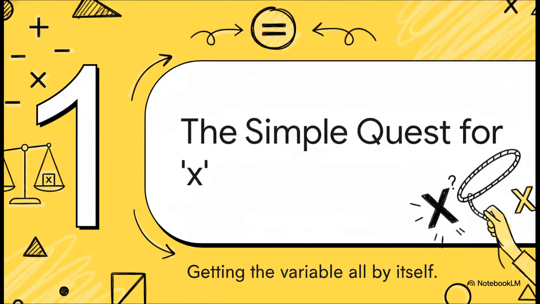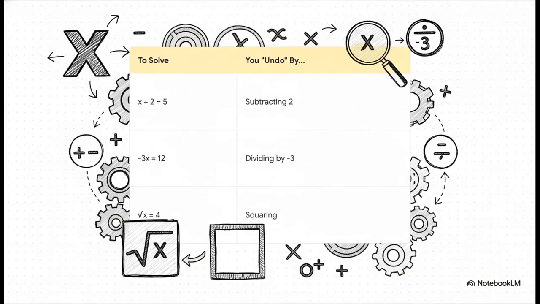Okay, so let's start with the fundamentals. The whole idea behind solving an equation is just isolation. You want to get that variable, that x, all by itself on one side of the equal sign. And to do that, you basically have to undo whatever's been done to x. It's all about working backward. If a number has been added, you subtract. If x has been multiplied, you divide. And if our x is trapped inside a square root, well, you do the opposite of that too. You square it. It's all about reverse engineering the puzzle.